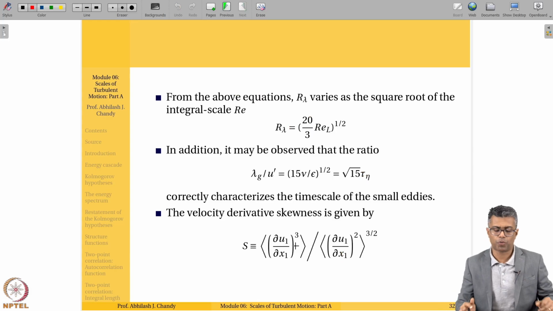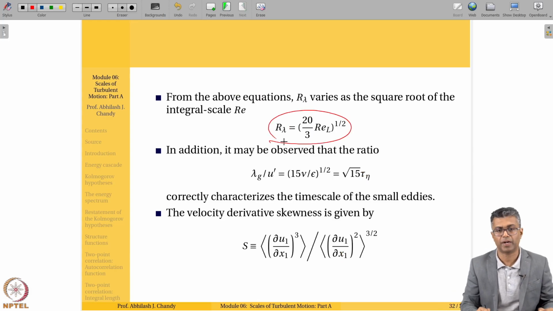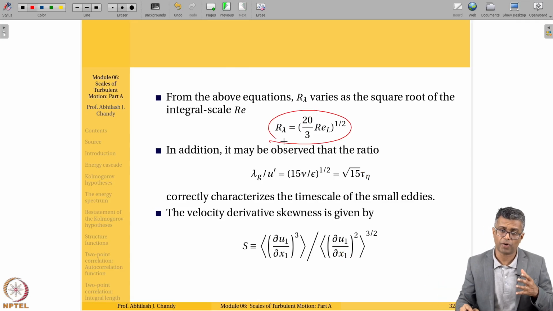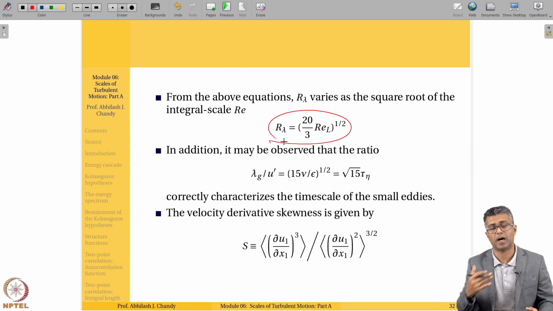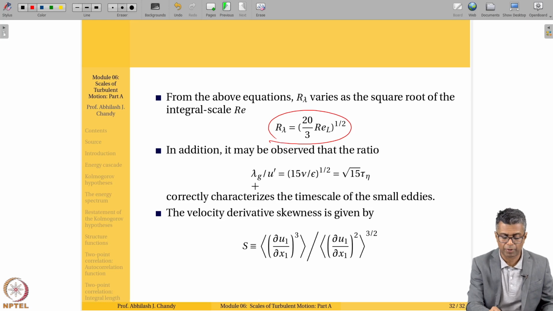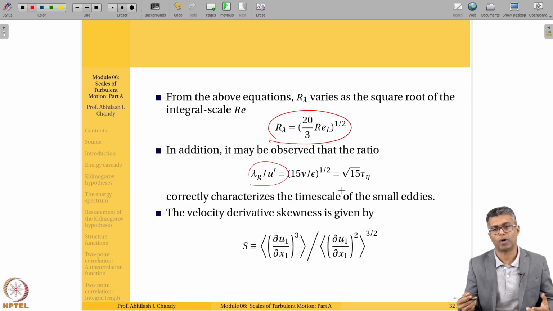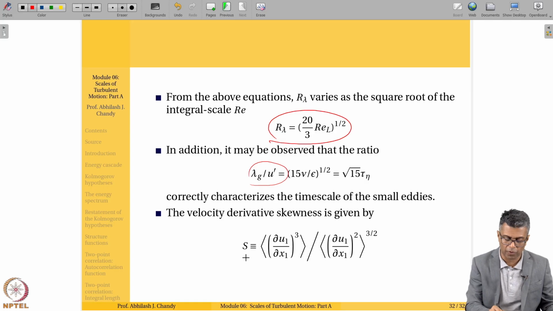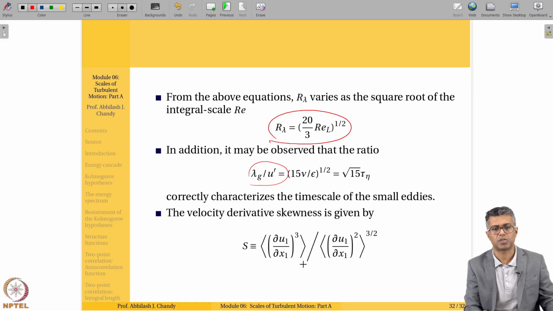So from the above equations, you can derive R lambda in terms of R_eL. So in terms of a large scale Reynolds number, you have R lambda equals 20 over 3 R_eL, the whole thing raised to the half. And you will realize that lambda g over u prime is the square root of 15 times tau eta, where tau eta happens to be the Kolmogorov time scale. And from all of this, there is also something called a velocity derivative skewness, which is defined as follows.